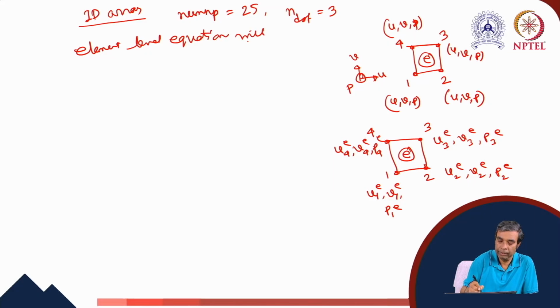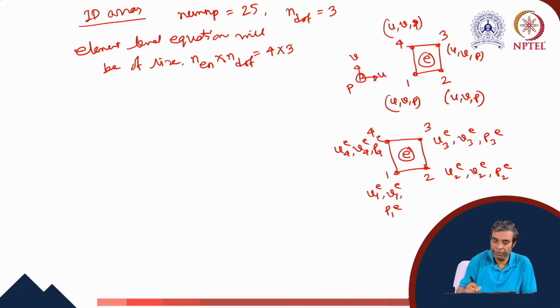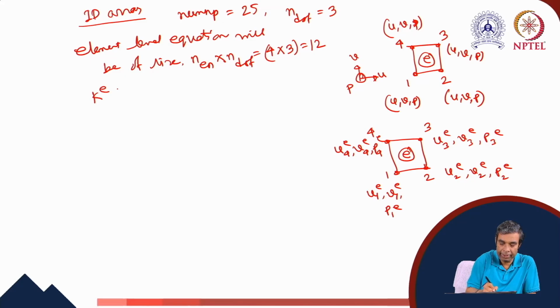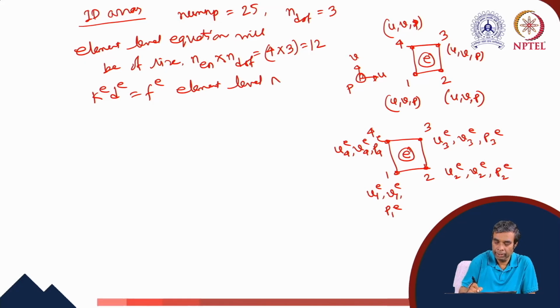So our element level equation will be of size n, number of element nodes into nodal degree of freedom. Number of element nodes is 4, nodal degree of freedom is 3. So we shall have a 12 by 12 matrix equation system for every element. It means that this Ke de equals Fe, the element level Navier-Stokes matrix.